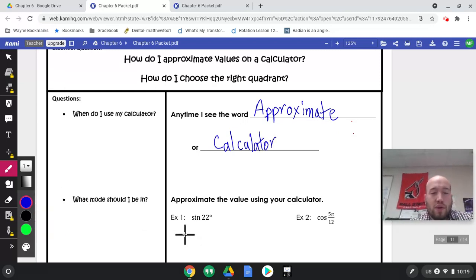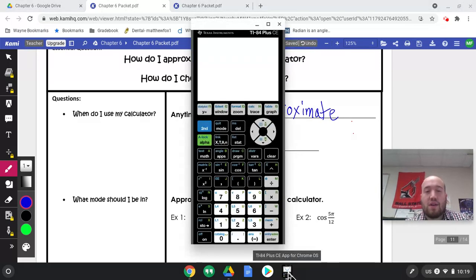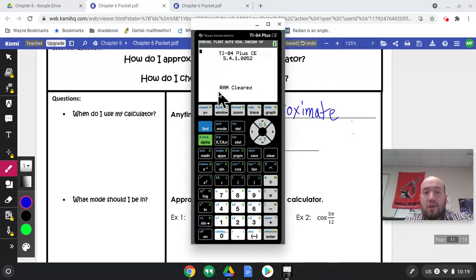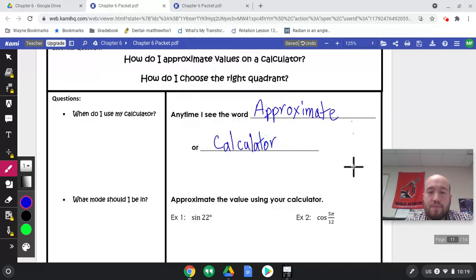Now, if you don't have access to this calculator, you're not going to be able to follow along. So you need to go to my Google Classroom, scroll all the way to the very end. The first thing I posted way back in January was a way for you guys to get this on your computer. Okay, so only on your Chromebook though. So if you need help with that, please reach out.